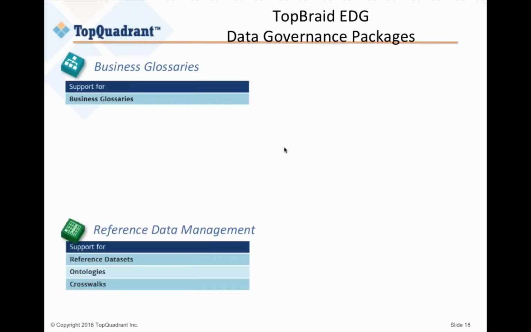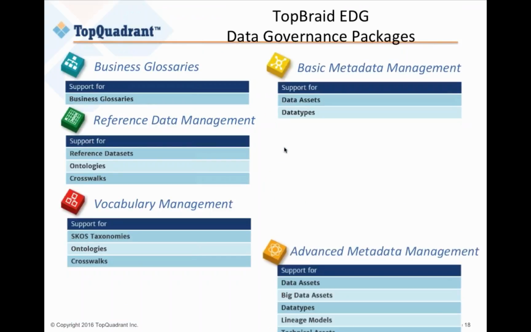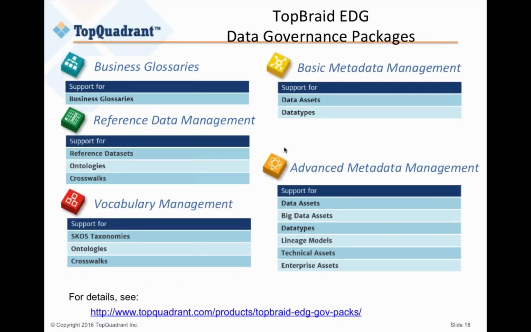So she mentioned, and I mentioned, that TopBraid EDG supports an incremental approach to governance with a comprehensive suite of packages. Well, you see them here, and it might be a little difficult to catch on the screen, but you can see each of these provides support for a different range of assets. And each of these is available as an initial configuration of EDG if you wanted to start somewhere. And any of these packages can be added in any combination toward your targeted scope of data governance.